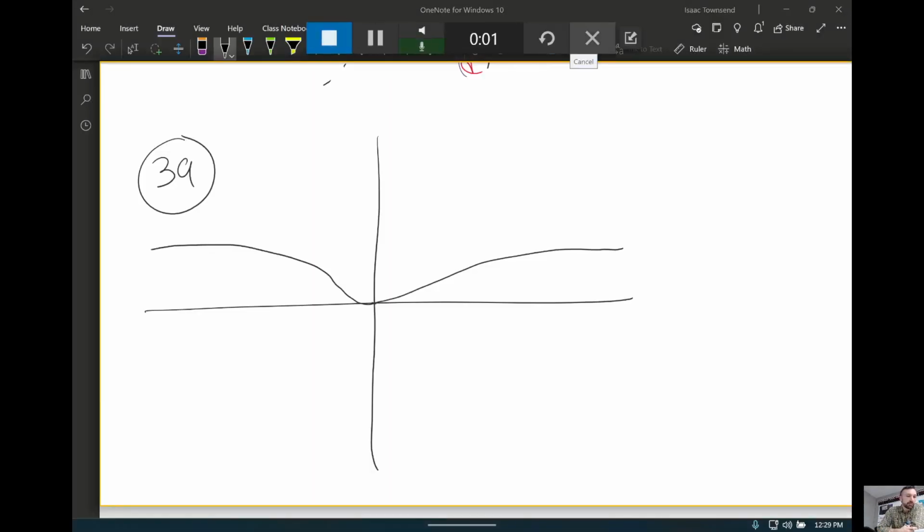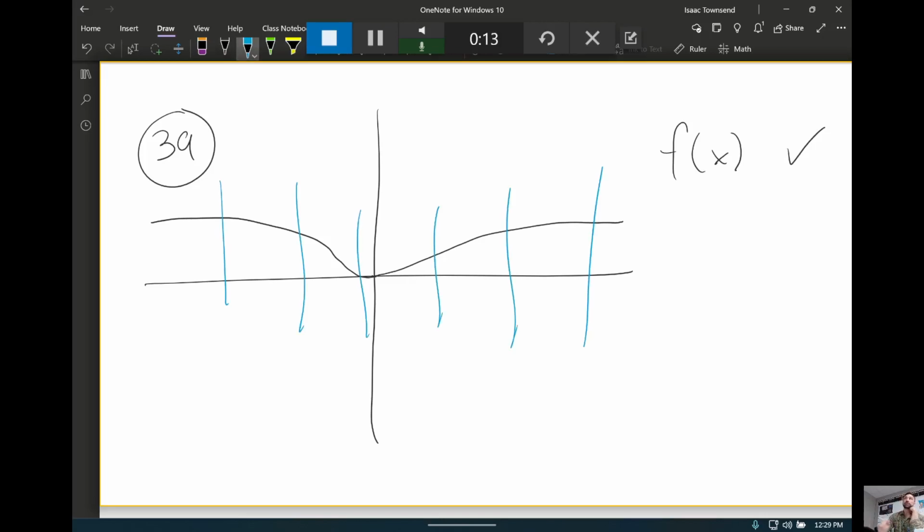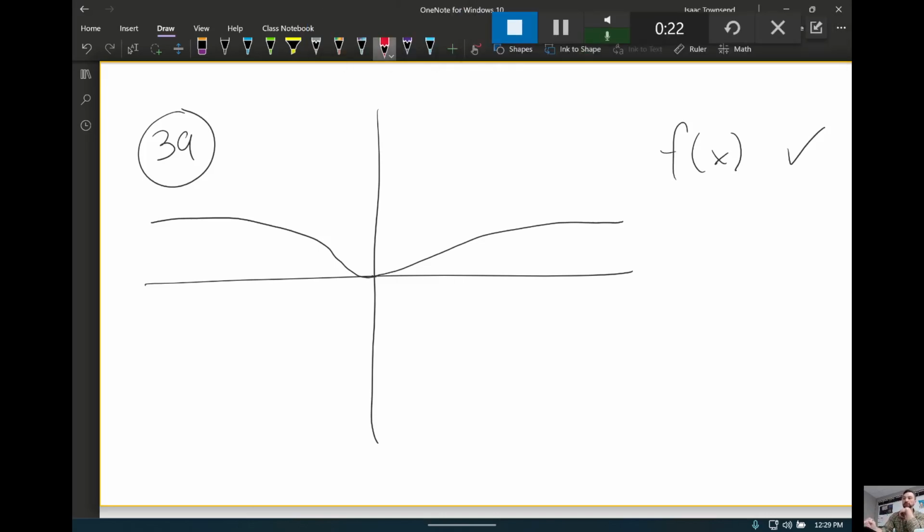Okay, so 39 just wants to know, does the function have an inverse? So they're telling us that this is a function, but we should also know it's a function because it passes the vertical line test. Any vertical line I draw hits the graph at most once. But for its inverse to be a function, it needs to pass the horizontal line test. And it fails the horizontal line test because I could find at least one horizontal line that hits the graph more than once.